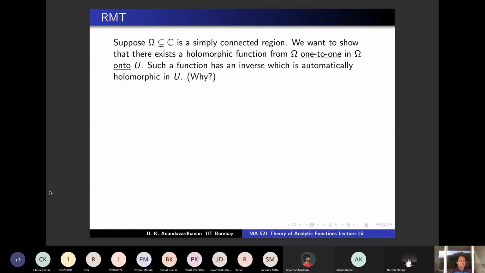Maybe I called it towards OMT or something. That was local. The inverse function theorem was local, but the derivative being non-zero is what we use. So if the function is 1-1, then the derivative is non-zero everywhere. So at every point there's a neighborhood on which the inverse is holomorphic, and holomorphicity is a local property. So the inverse is holomorphic everywhere.